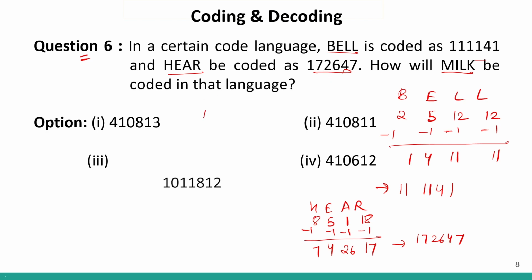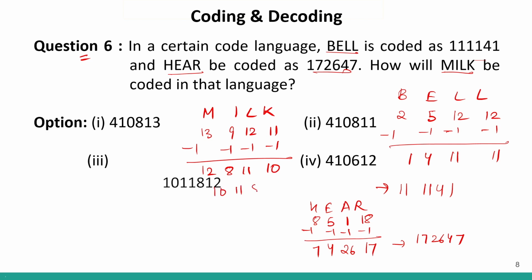So let us do the same thing for milk. For milk, the forward ranks are 13, 9, 12 and 11. If I go one position backwards, I'll get 12, 8, 11, 10. And if I write them in reverse, I'll get 10, 11, 8 and 12. Correct? So answer will be option number 3, 12, 10, 11, 8 and 12. Okay, this will be your answer.